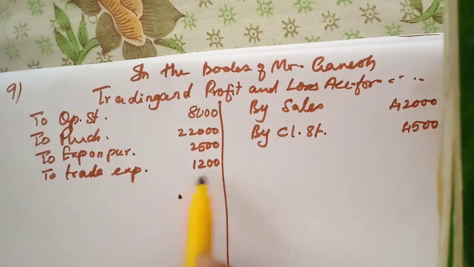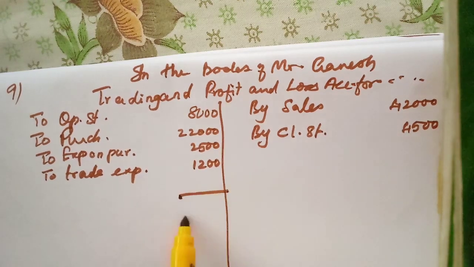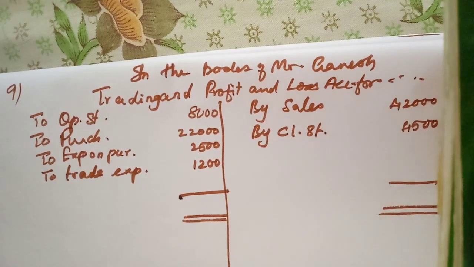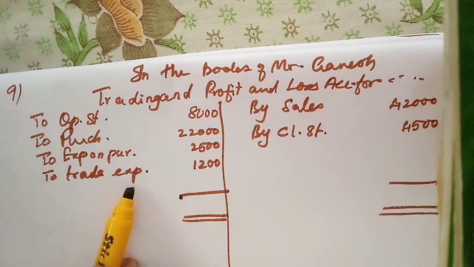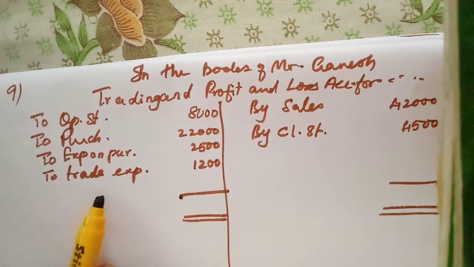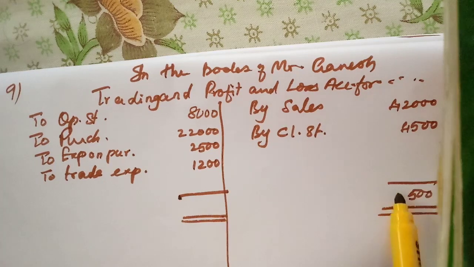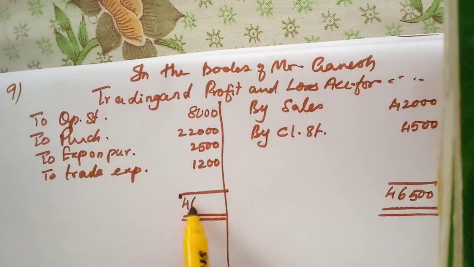Here, trade expenses, I have a doubt it may not come. Because in the trading account we can show trade expenses. So if you take this one, we have to write one note. Okay, trade expenses are considered as direct expenses. Here we will add and write 46,500.